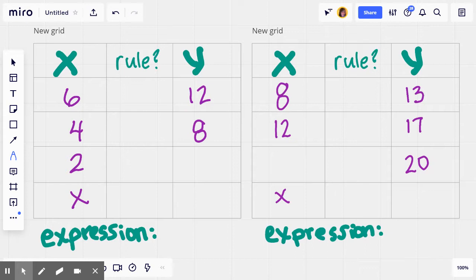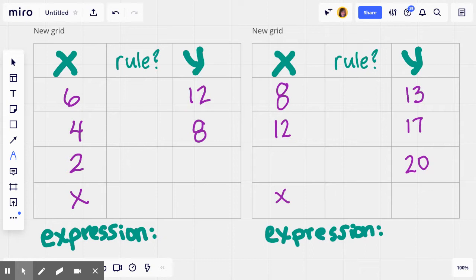I bet you've done some work with tables before, maybe input output tables or something. Before we start, I just want to go over something really simple with you. And that is that usually, not always, it's one of those math rules that's about 90% of the time.